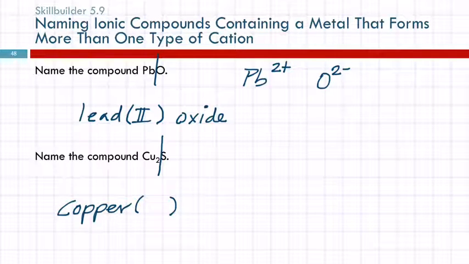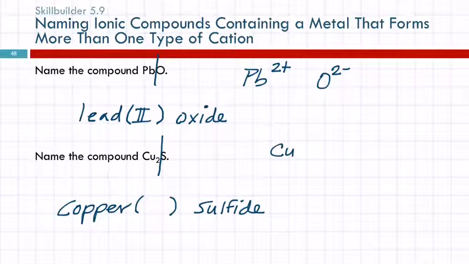S for sulfur, what does that become? Sulfide. Okay, so I got those names in. I need the Roman numeral. Now I need to look at the charges and the numbers of each atom. So there's two copper ions and there's one sulfide ion. What's the charge on the sulfide ion? -2. Because of its position on the periodic table.